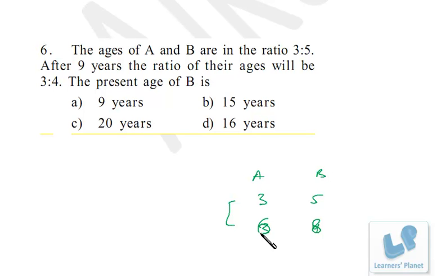This is 3 parts, this is 6 parts. According to us, it is 3 parts only. That means 3 parts is equal to 9, right? And what is the present age? 3 parts, that means 9 years. So what is the present age of A? 9 years. If 3 parts is 9, 1 part is 3, that means age of B is 5 parts, that is 15. As simple as that, right?